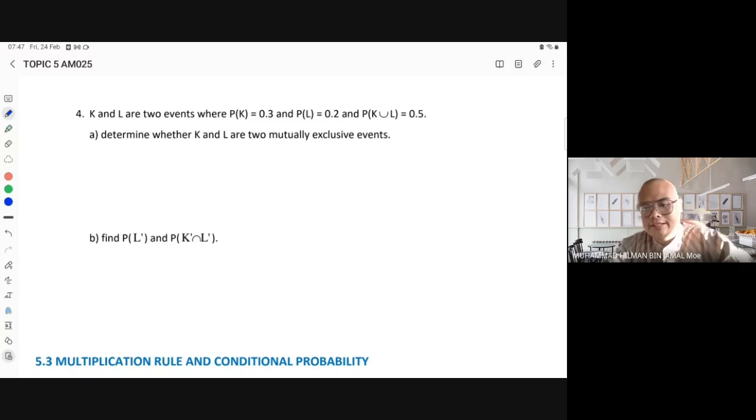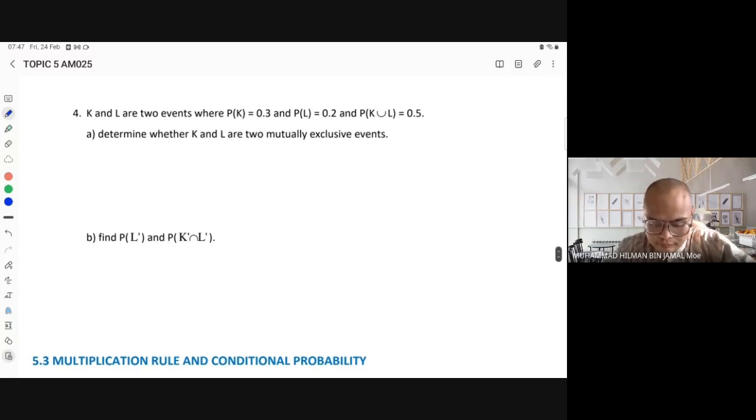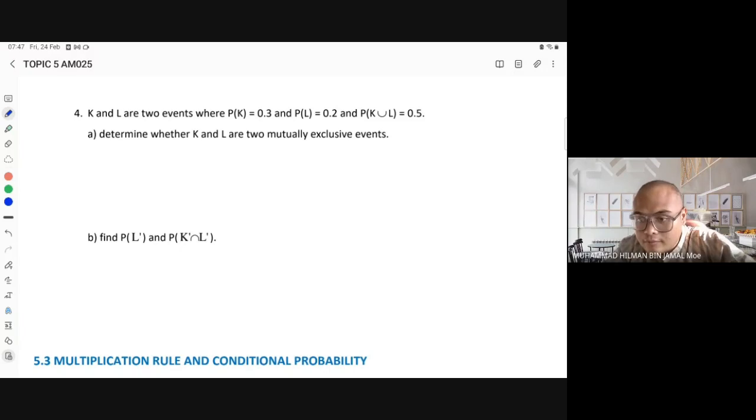Okay, so ada tak yang nak share jawapan? Jimsy. Okay, Jimsy. Kapten Lester.